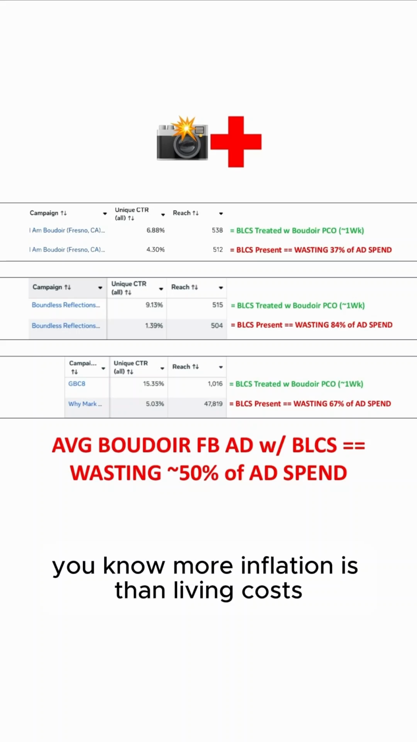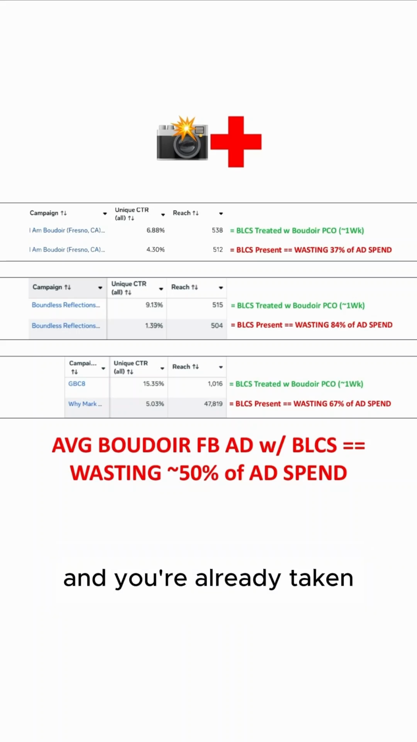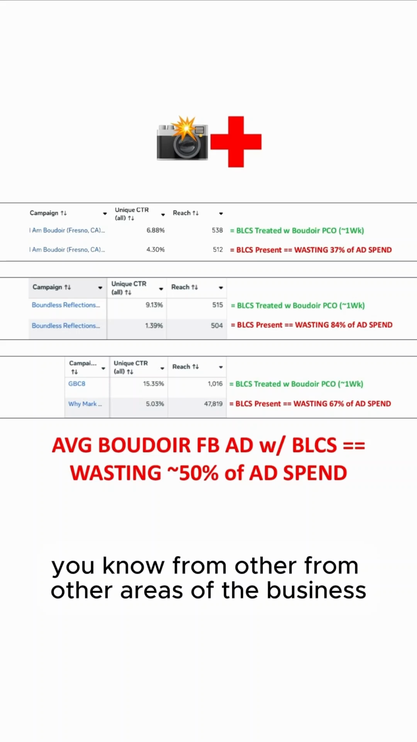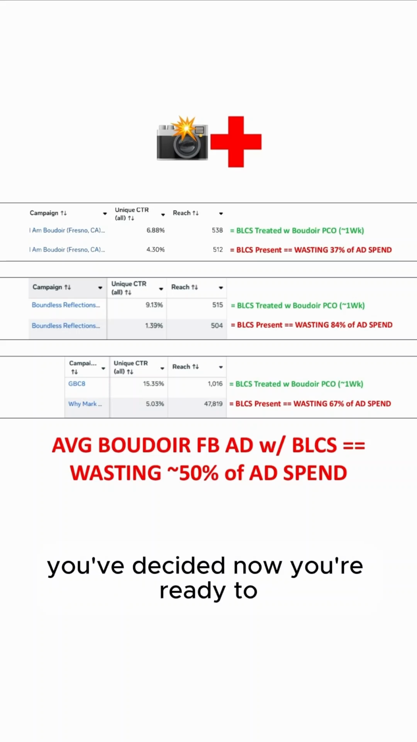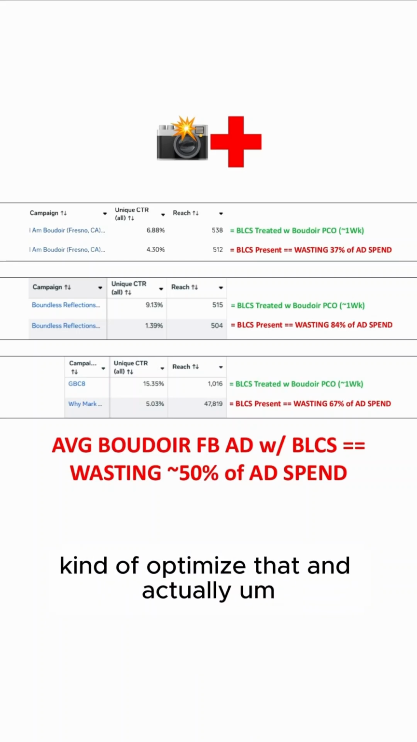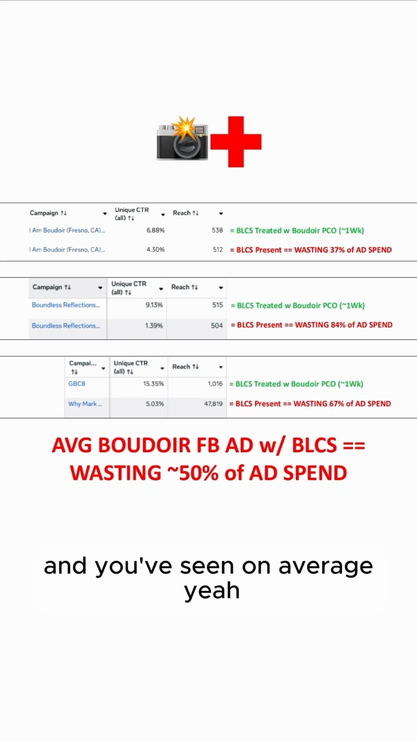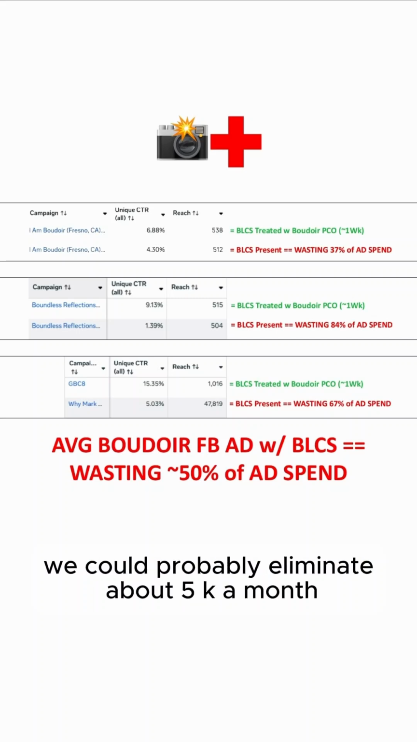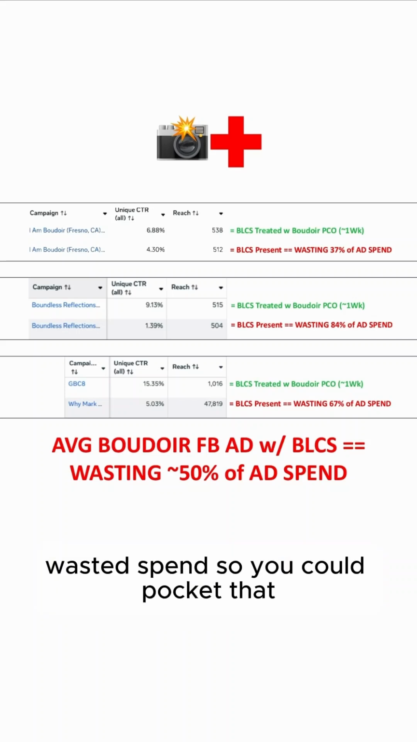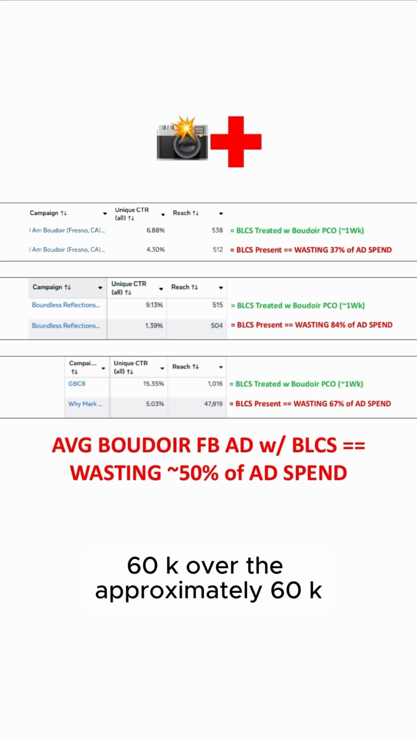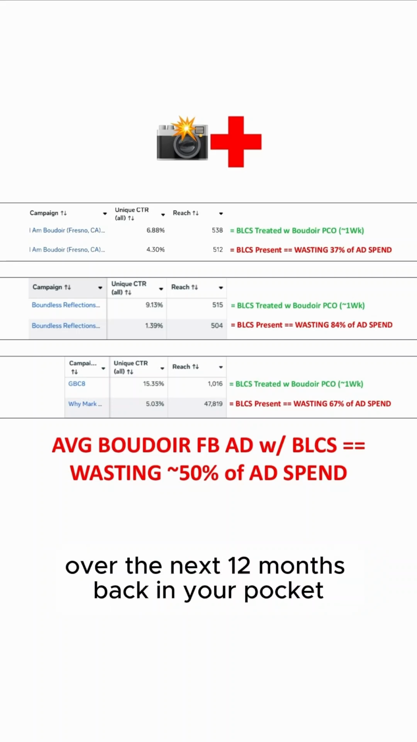You're also seeing more inflation and living costs. And you're already taking steps to optimize your current business, pull more profit out of it from other areas of the business. You've decided now you're ready to pull profit out of the Facebook ads portion of your business, kind of optimize that, and actually pull some profit out. And you've seen on average, yeah, we could probably eliminate about 5K a month in wasted spend. So you could pocket that, not have to pay that to the Zuck anymore. Approximately 60K over the next 12 months back in your pocket, no longer being wasted.